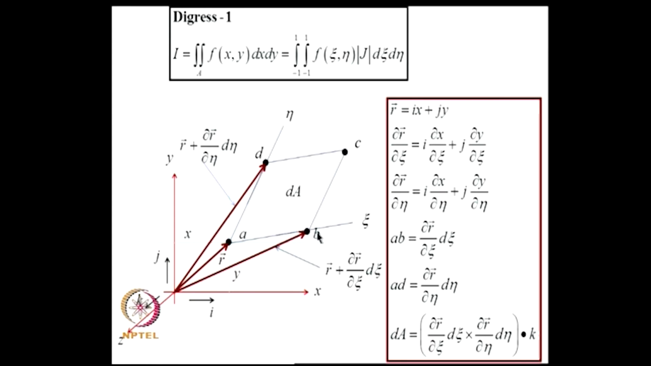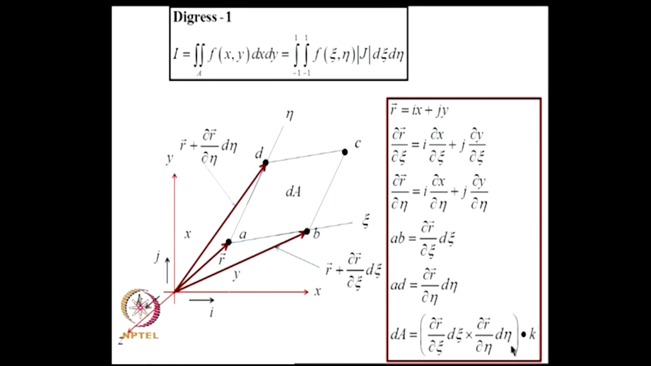So, if you are looking at AB, it is simply the difference between the two, which is this ∂r/∂ψ into dψ. Similarly, if you look at AD, it is the vector difference of this and this, the position vector of D and the position vector of A, and that AD is this. Now, the area element dA is given by the triple product of these two position vectors and the k along this gives the area. This is a result from vector algebra.